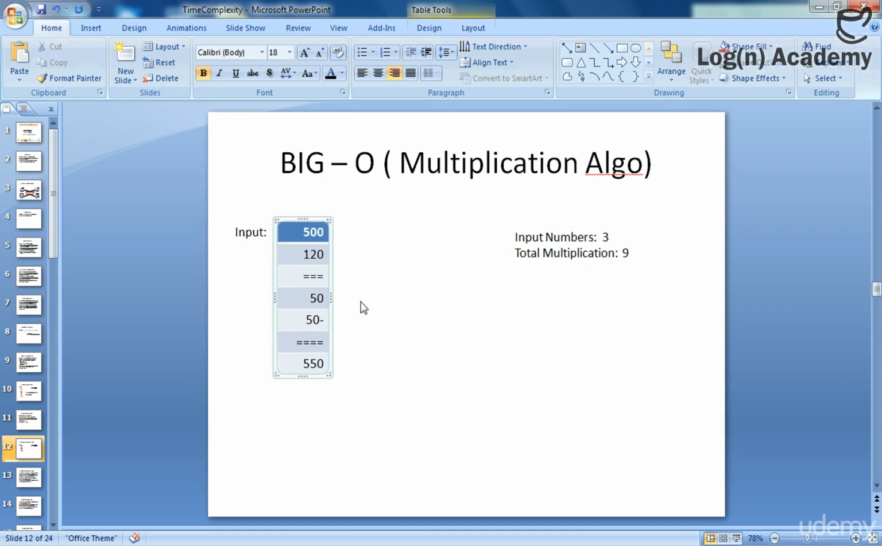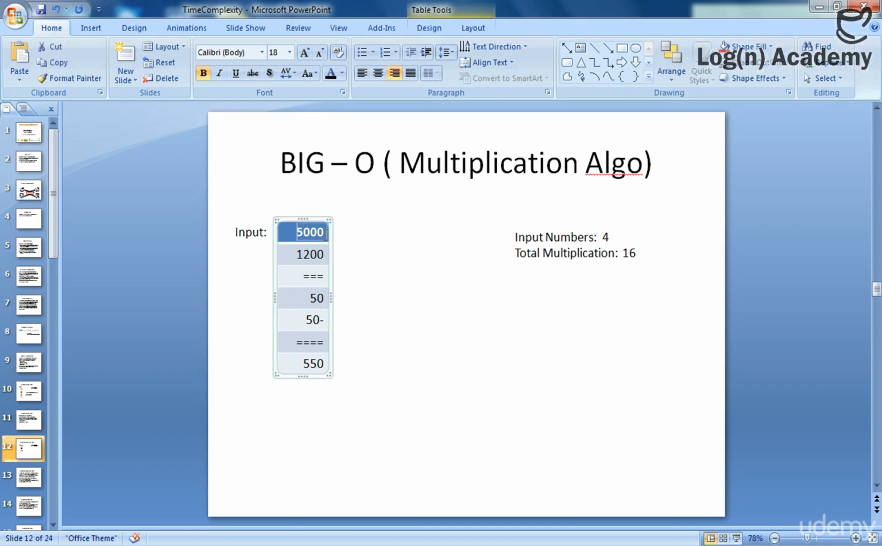Let me increase the input size again. If I am writing 5000 and I am multiplying it by 1200, how many multiplications? There are 4 digits, right? And the total number of multiplications is 16, right? Because it's increasing by the power of 2, right?